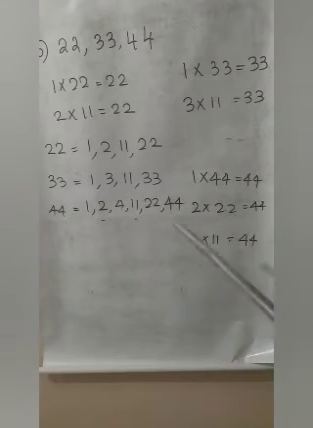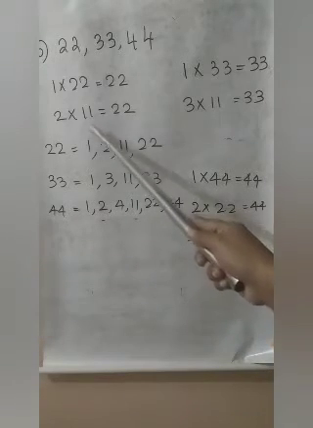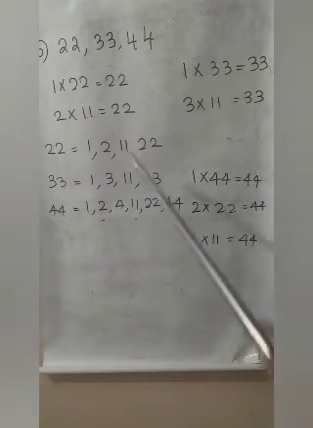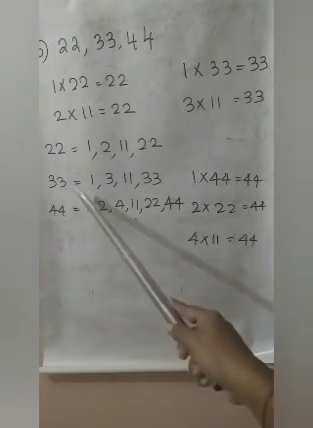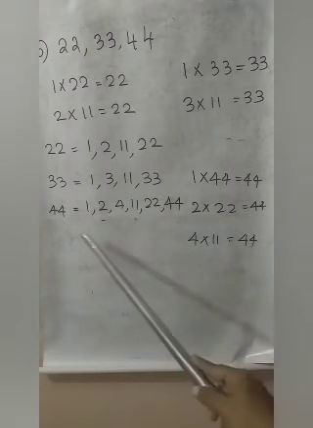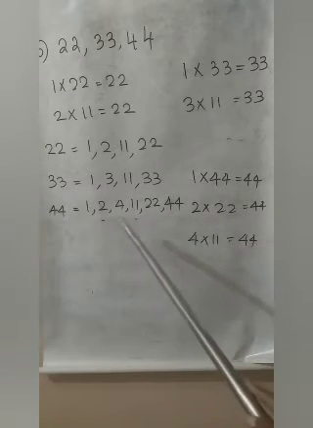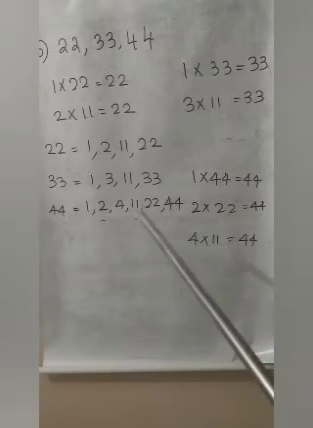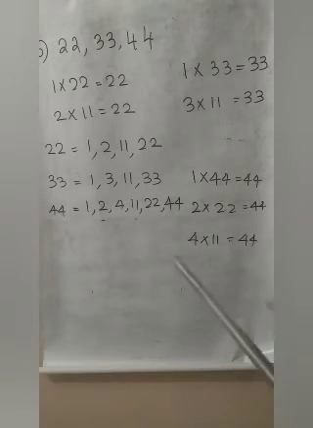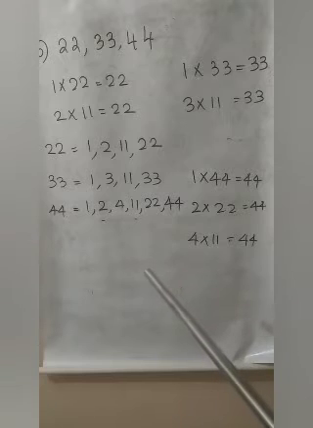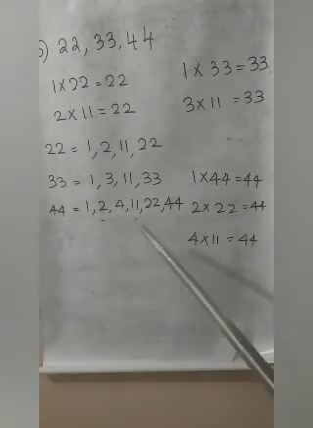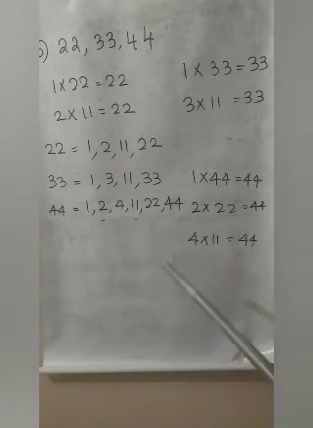Now, comparing the common factors, 1 is a factor for every number. So 1 is there. Now here 2 is there, and in 33 there is no 2, but in 44 we have 2. Since we don't have it in all 3 numbers, we cannot say 2 is a common factor. Only if we have 2 in all 3 factor lists can we say it is a common factor. Since it is not there in 33, 2 is not a common factor.